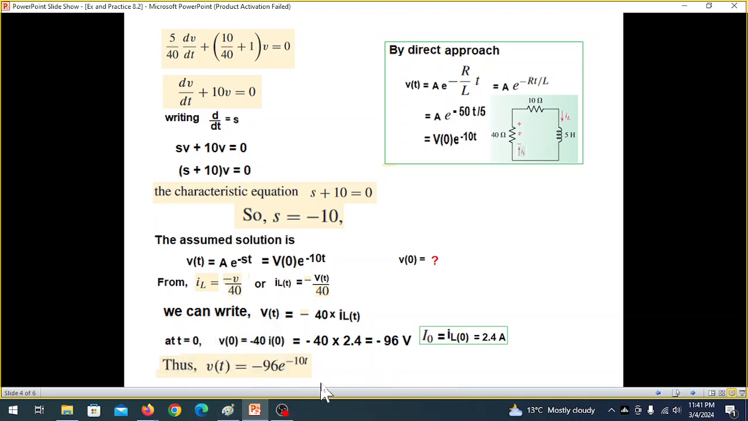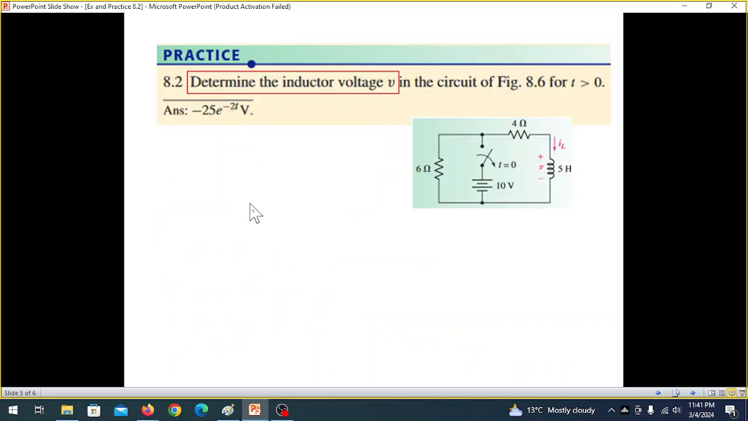So we have got this voltage in terms of t. Now at t is equal to 200 milliseconds, that is 0.2 seconds, if we just put t is equal to 0.2, solving we get the answer minus 12.99 volt. This is the first question. Then we'll do the practice problem.